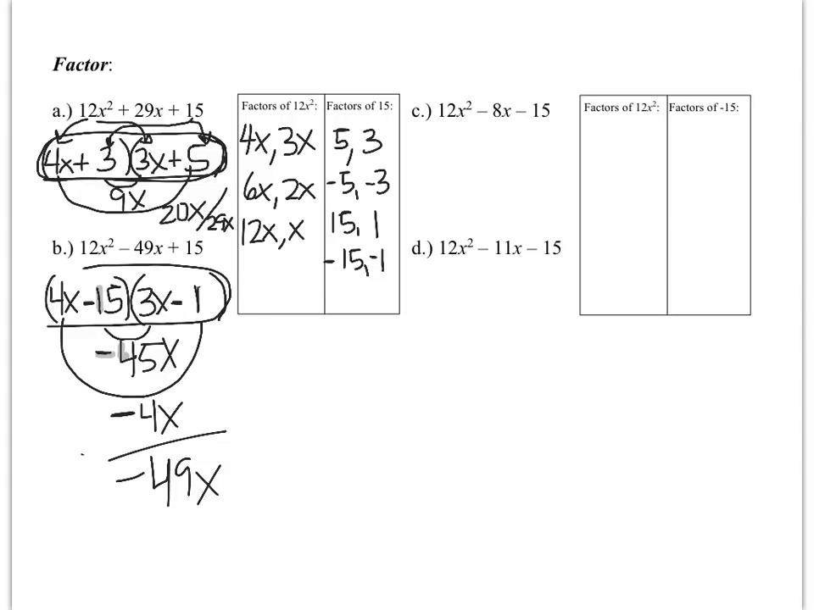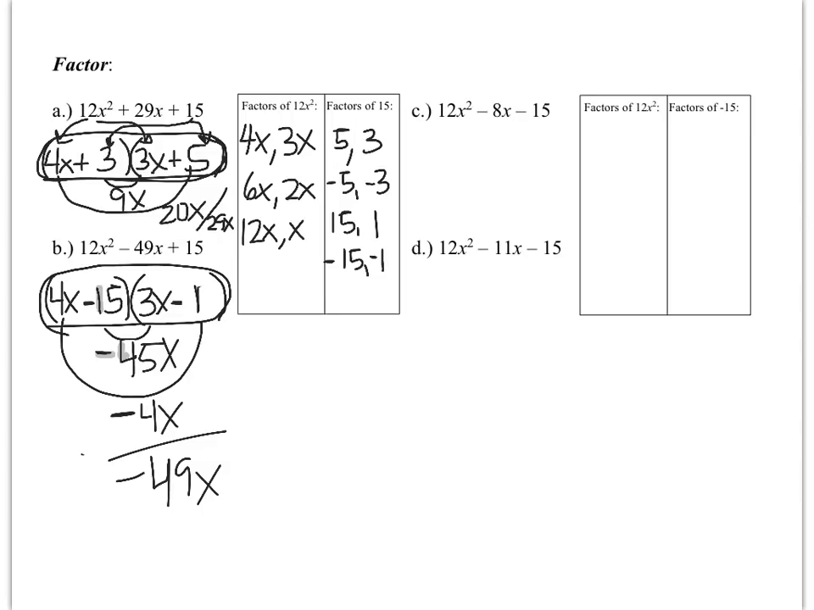My factors are 4x minus 15 times 3x minus 1. And if that didn't work, what I would do is I would throw out the 4x and the 3x, and I would try 6x and 2x, or I would try 12x and x, right? You just got to keep trying until you get it.